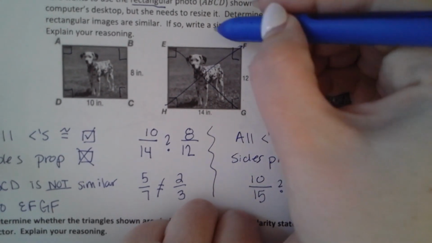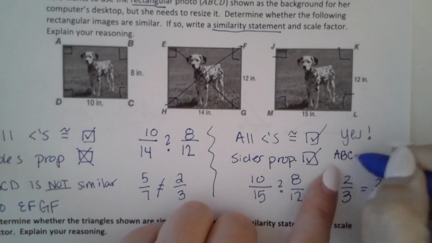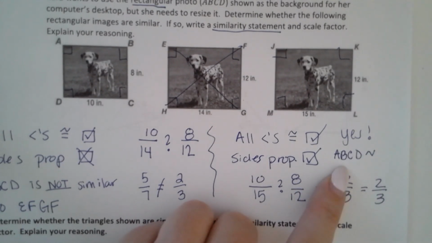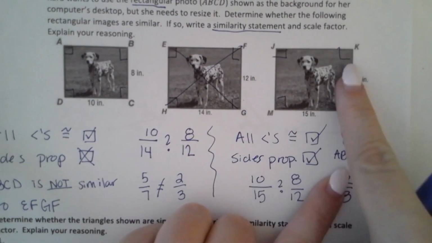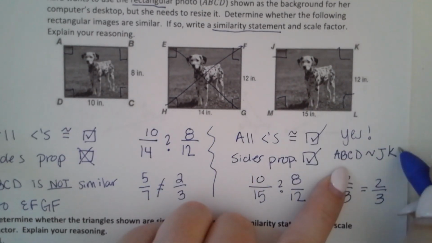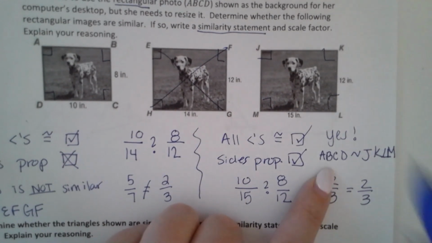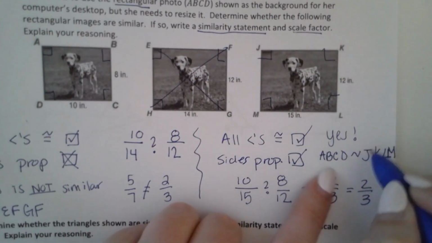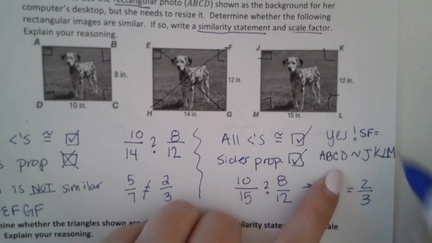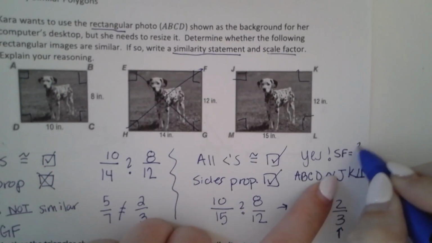Then it wanted you to write a similarity statement. So we would say ABCD is similar to, just like our other units, A matches with J, B matches with K, C matches with L, and D matches with M. And it wants you to state the scale factor. The scale factor is whatever number we got here, which was 2 over 3.